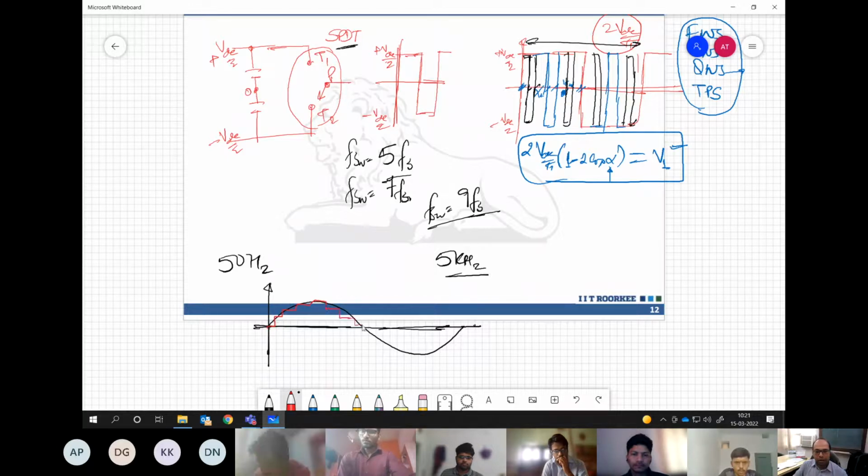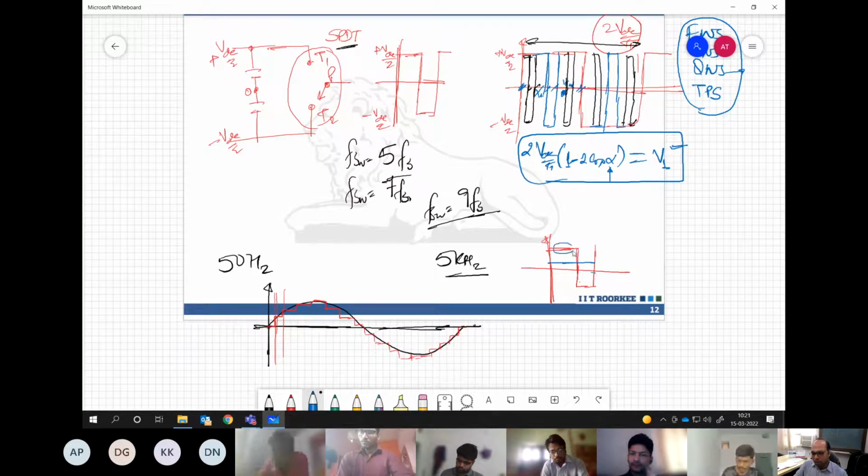And these steps, or the voltage levels, what we see over here, are realized by operating the SPDT switch for each interval. So sometimes you connect to plus VDC by 2, sometimes you connect to minus VDC by 2, and on an average we get some voltage. This is what was the other method.